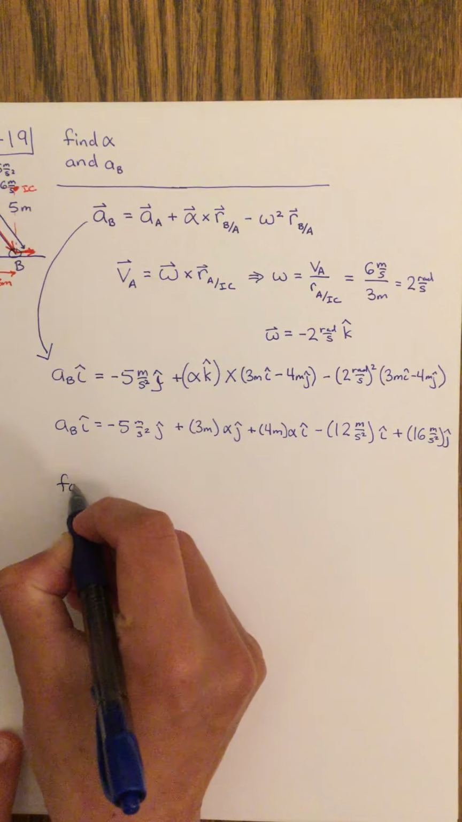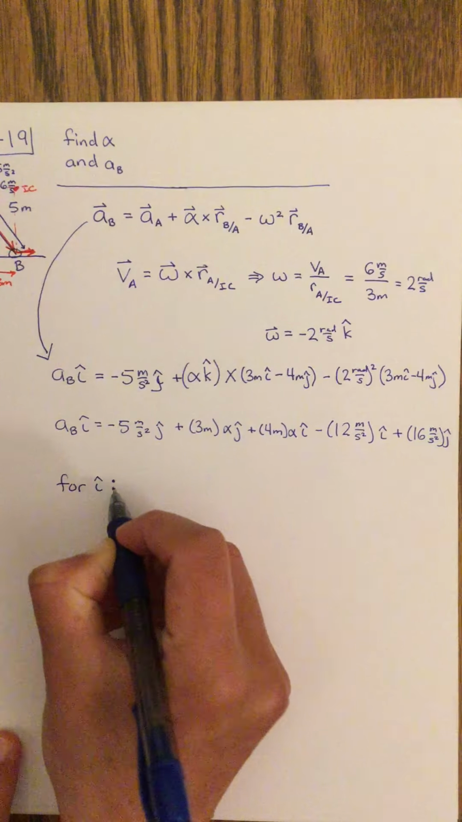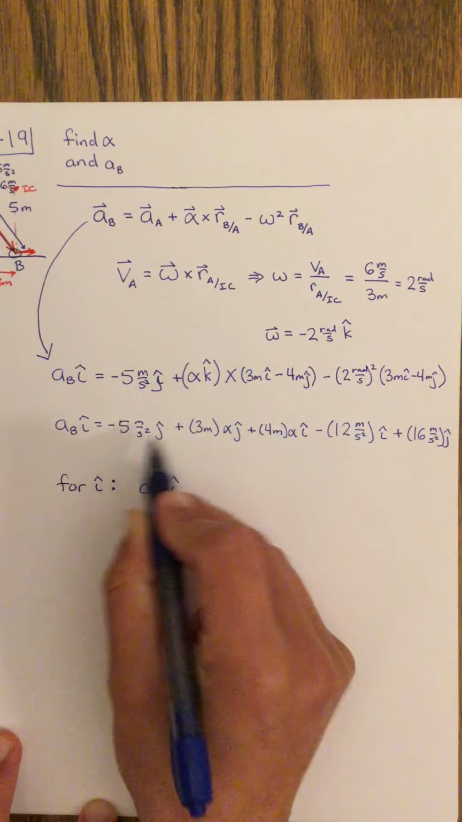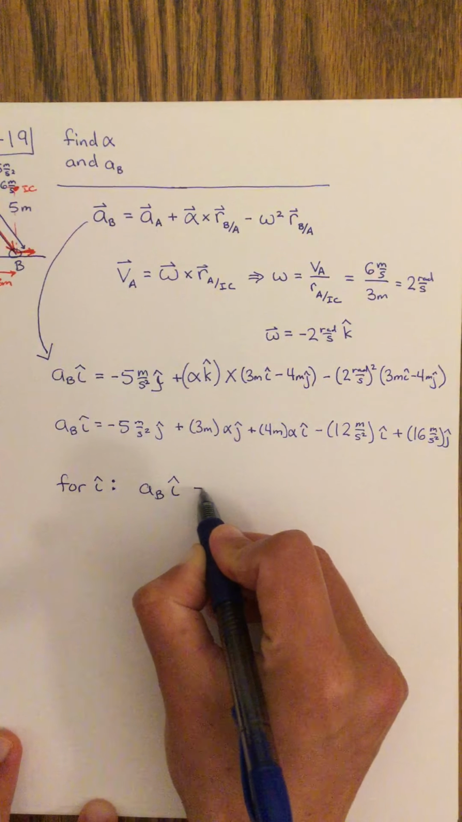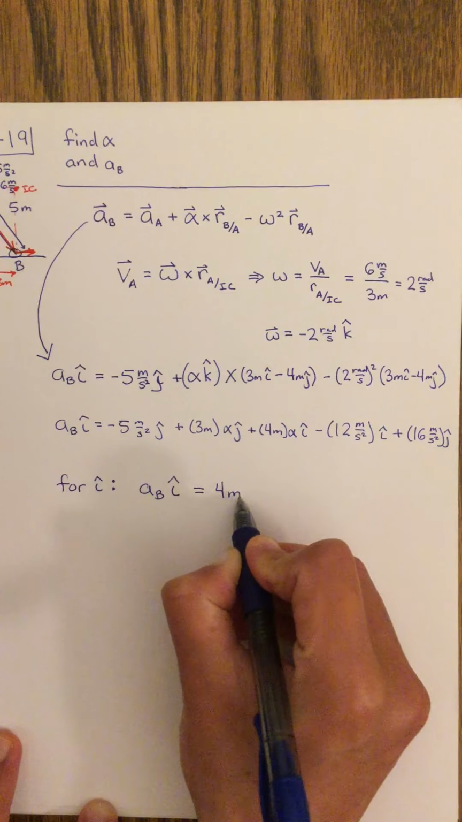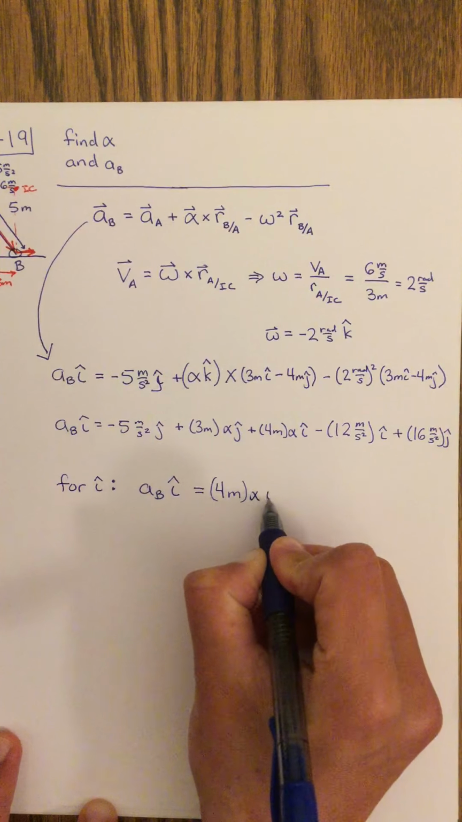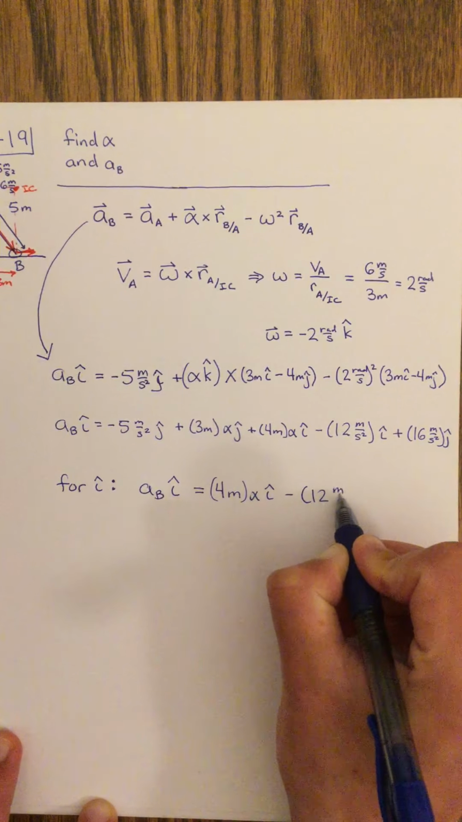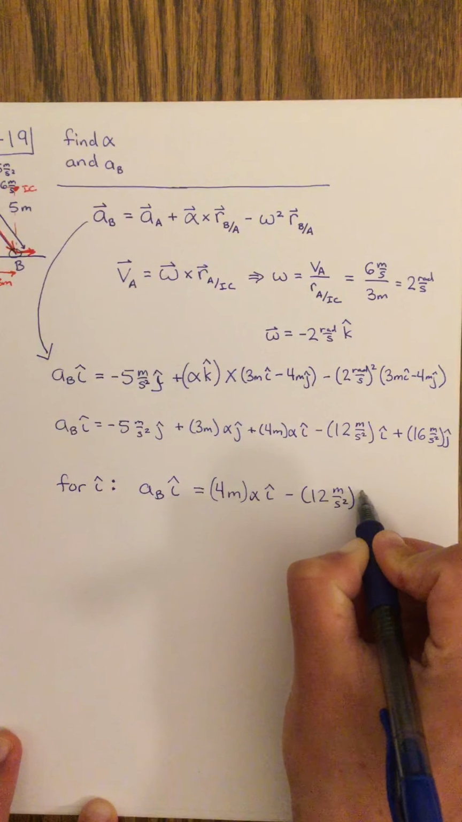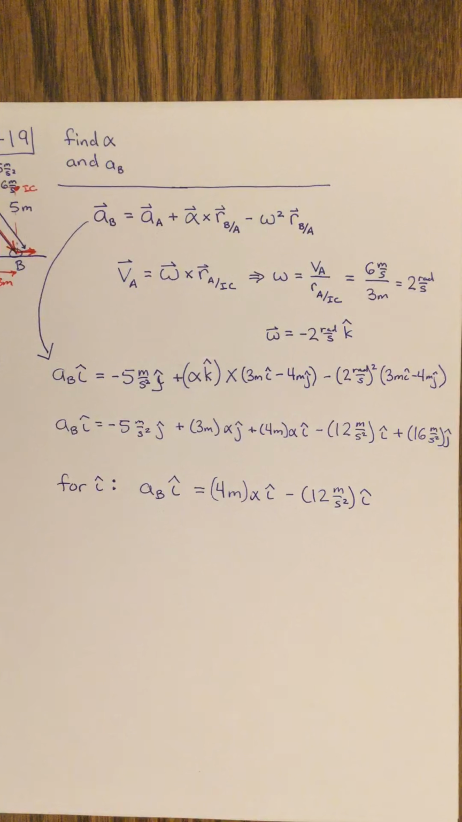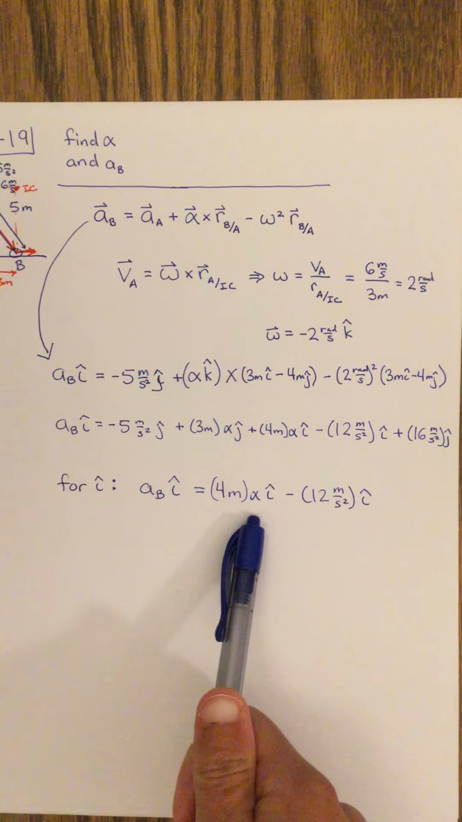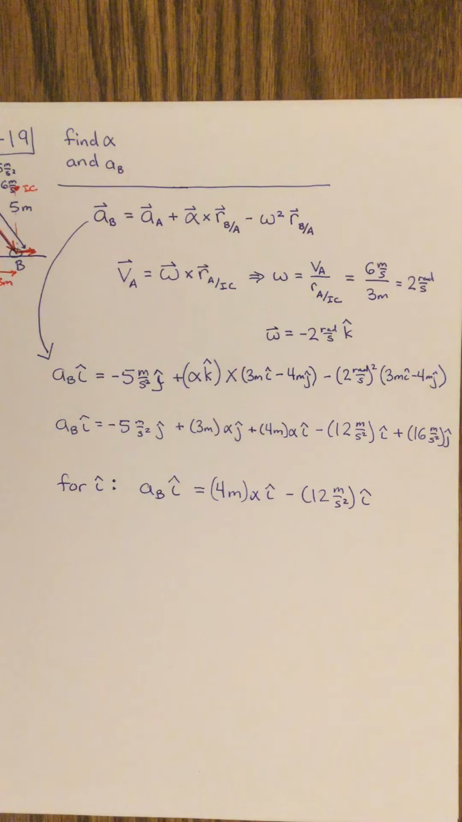So for the i hat terms, we have the acceleration of B in the i hat direction is equal to 4 meters times the angular acceleration in the i hat direction minus 12 meters per second squared in the i hat direction. This equation will allow me to find the acceleration of point B if I know the angular acceleration, but I don't know that yet. So I'm going to have to look in the j hat direction.